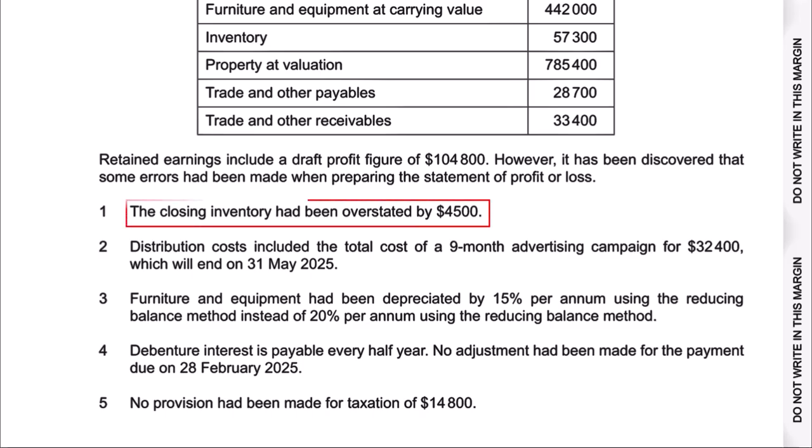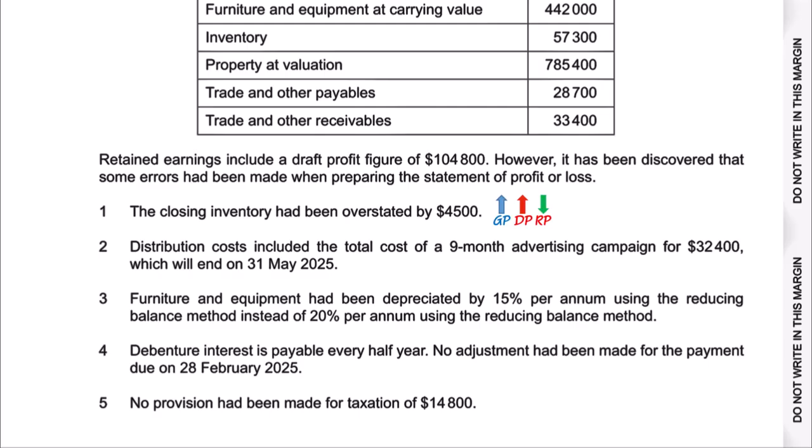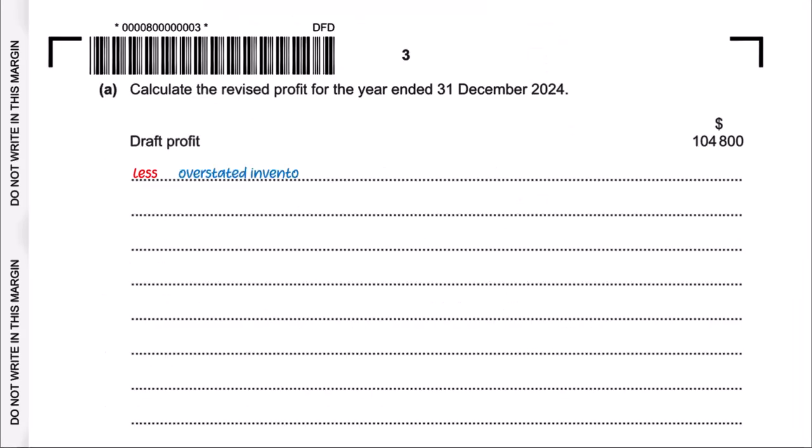Let's move to errors. Error number 1 is written, the closing inventory had been overstated by $4,500. Because of this overstatement of closing inventory, a higher amount of closing inventory was subtracted, causing gross profit to be higher. And as a result, net profit also became higher. This means that the draft profit should be reduced. So in order to find the revised profit, we will subtract this overstated amount of 4,500. Therefore, let's write here less overstated inventory 4,500.